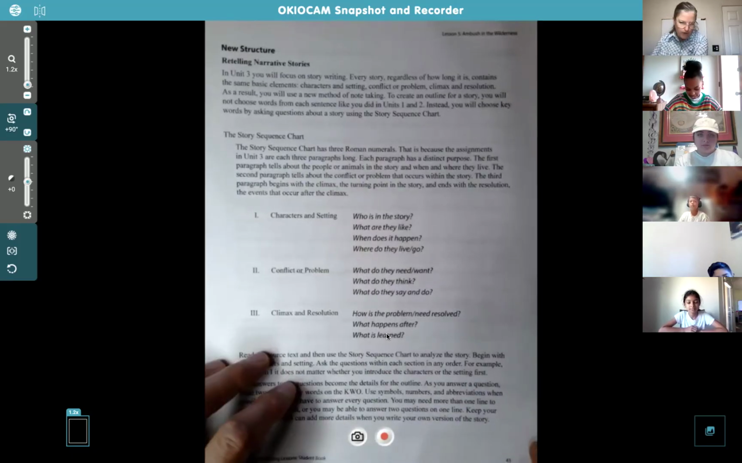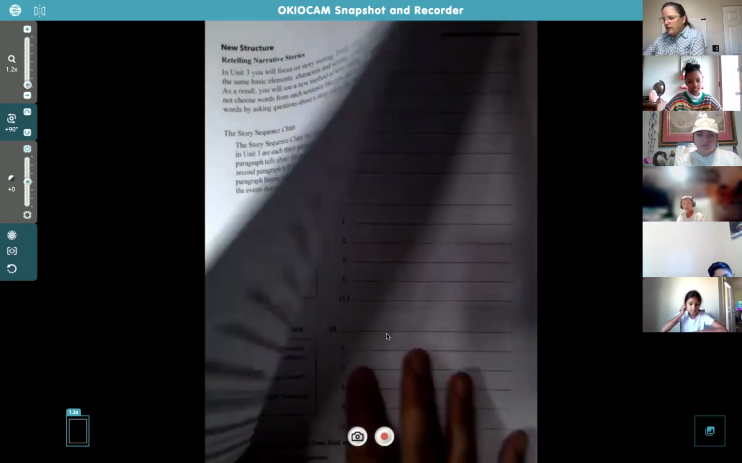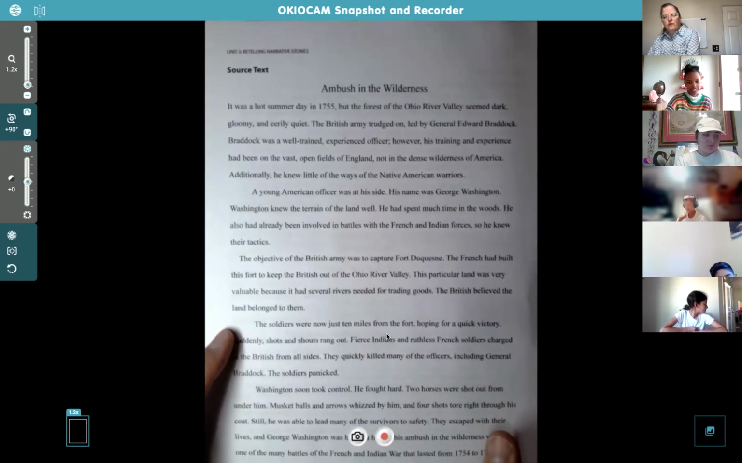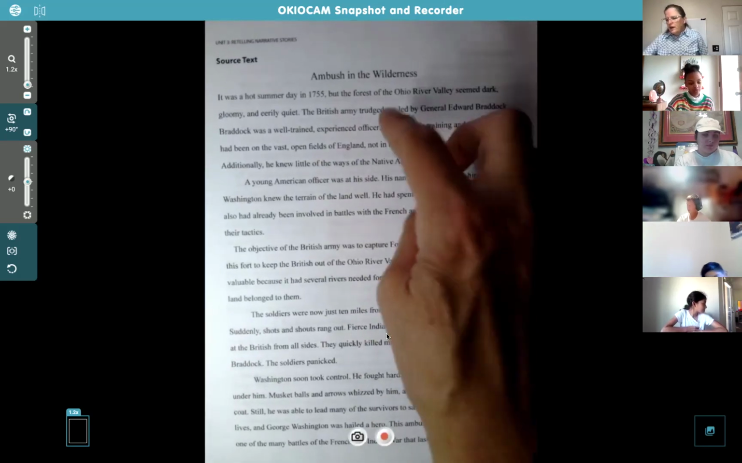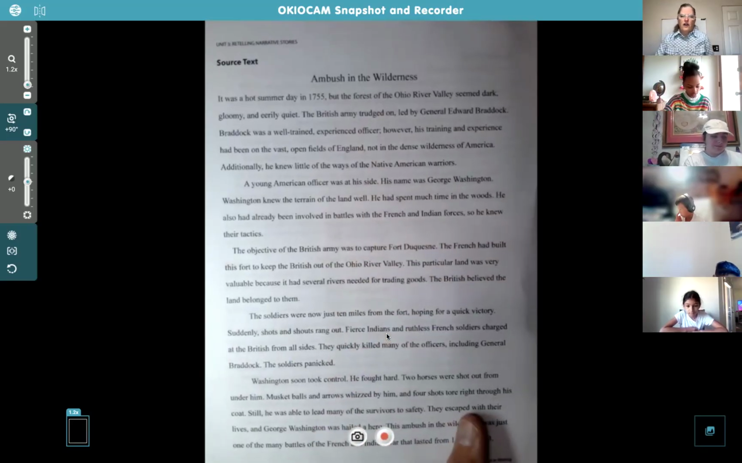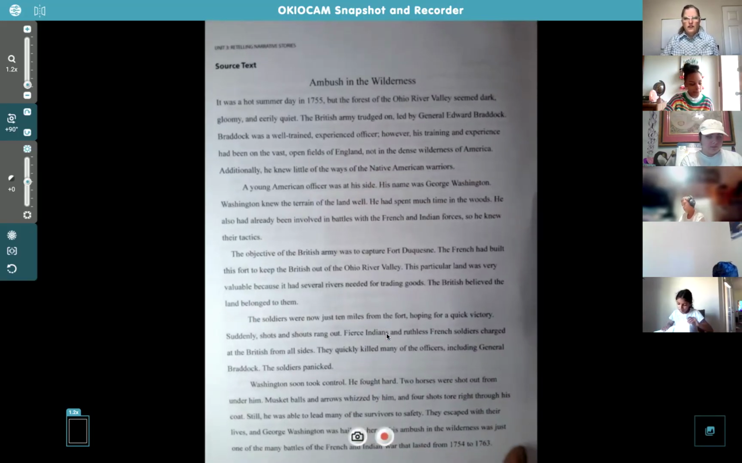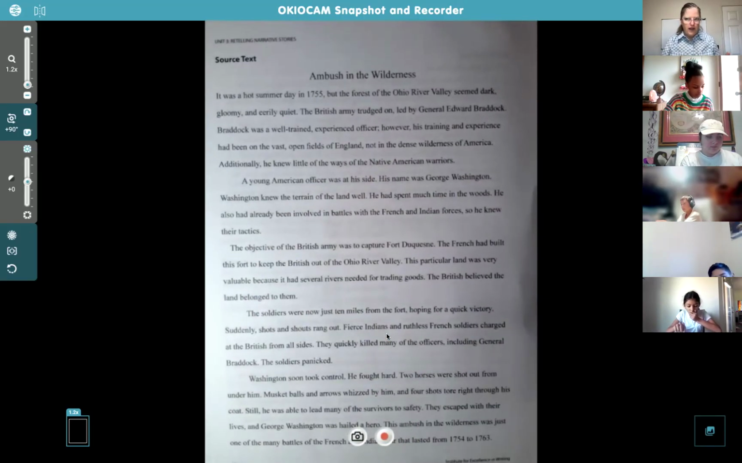So that is the direction we're going this week in your writing, using a historical event, the French and Indian War. Okay, so this is the passage we're going to read. Even though this passage has 1, 2, 3, 4, 5 paragraphs, you guys are only writing 3 paragraphs, and you're going to find those elements of the story, the characters and setting, conflict and problem, climax and resolution, and then you're going to write your own version of this story. Or it's more like an article. This whole book is really factual, about real events.